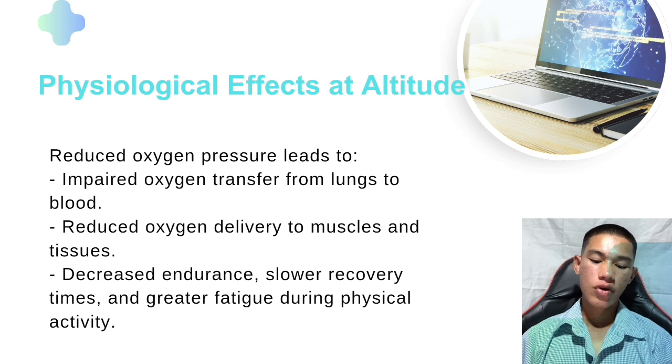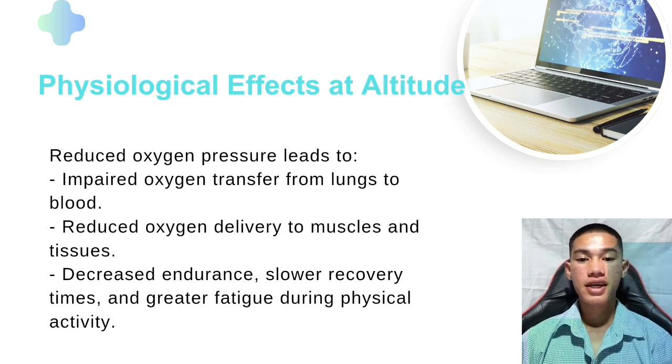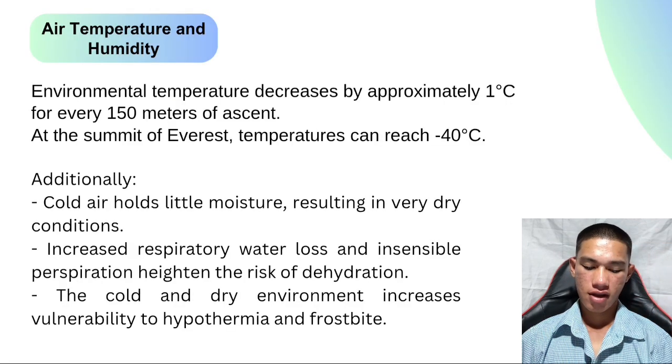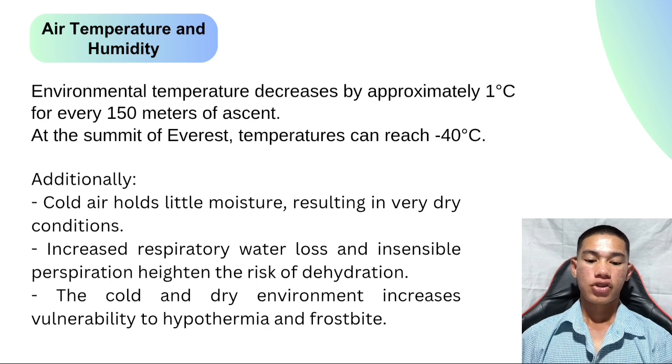Effects on the body. With lower oxygen pressure, oxygen transfer from lungs to blood becomes less efficient. Less oxygen reaches muscles and tissues. This results in decreased endurance, slower recovery, and overall fatigue of our body. Air temperature and humidity: temperatures also drop as we ascend, about 1 Celsius per 150 meters. On Everest, average temperatures can reach negative 40 Celsius. Additionally, cold air holds less water, so the air is very dry. This causes increased dehydration through our skin and respiratory evaporation. Combined with the cold, this can lead to hypothermia and frostbite.